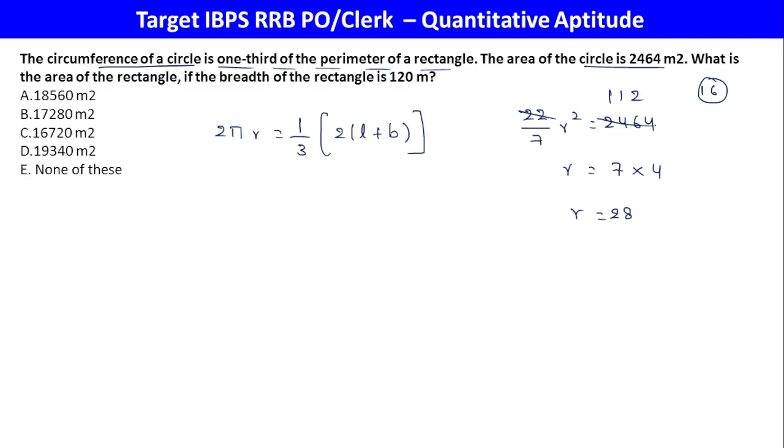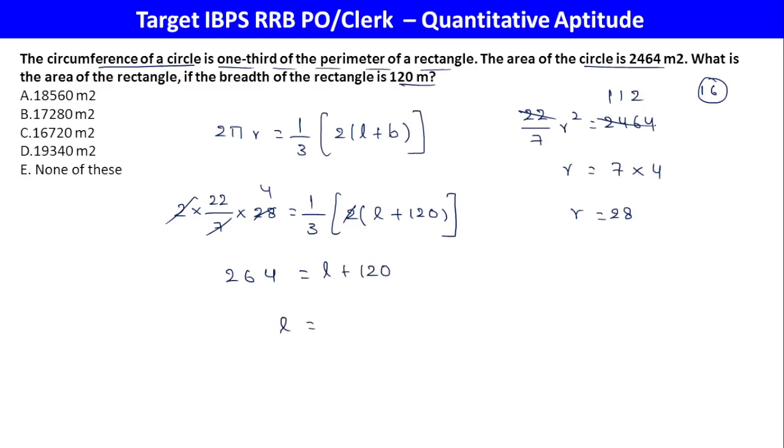28. What is the area of the rectangle if the breadth of the rectangle is 120 meters? Breadth is 120, then 2 times 22/7 times radius 28 is equal to 1/3 of 2 times (length plus breadth). The 2s get cancelled, 4 times 28, 4 times 12, 11 times 24, 11 times 264, L plus 120, so the length is 144. The area is 144 into 120.